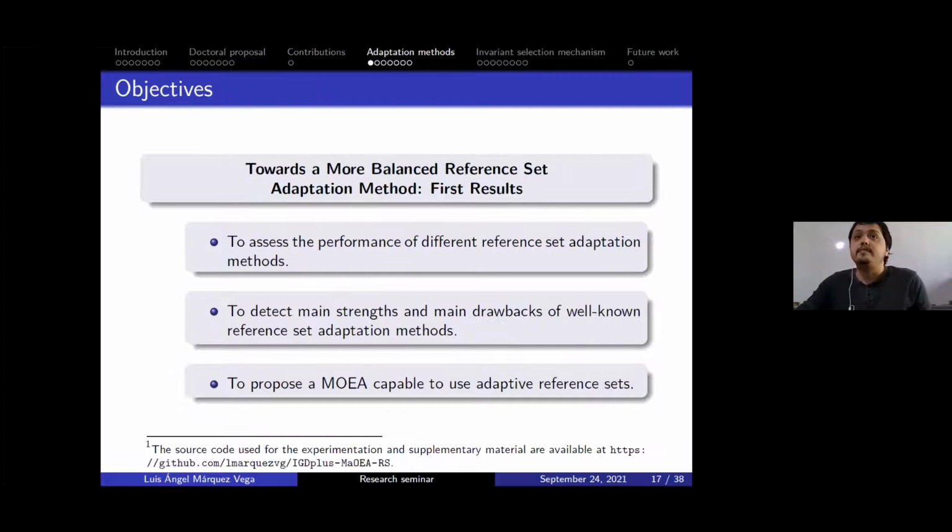The first study is made in order to assess the performance of state-of-the-art reference set adaptation methods and to detect their main strengths and main drawbacks. This study is useful to give me information about the capabilities of different approaches to adapt reference sets. And for this assessment, we also propose a MOEA capable of using adaptive reference sets.